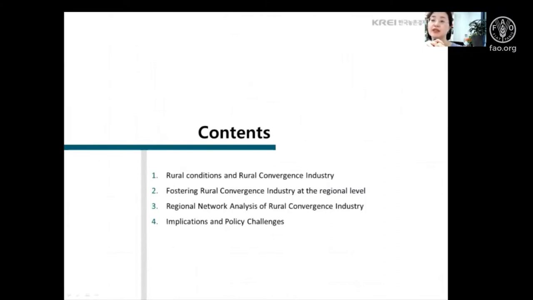Next, I will explain how the rural convergence industry has been fostered at the regional level, then a case study of regional network analysis of rural convergence industry is explained. And finally, I will make implications and policy suggestions.